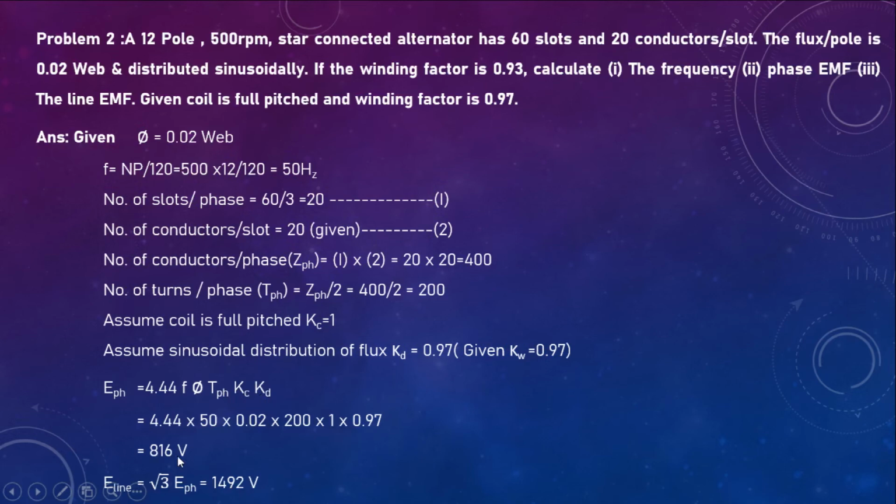If we substitute all these things in this equation, F 50 Hz, phi given 0.02, T phase calculated 200, Kc 1 for full pitch coil, Kd 0.97, we will get 816 volts. Then E line is equal to 1492 volts.